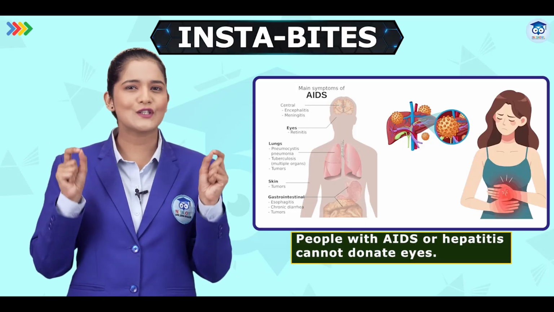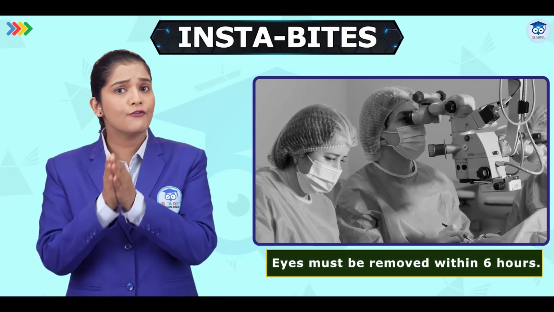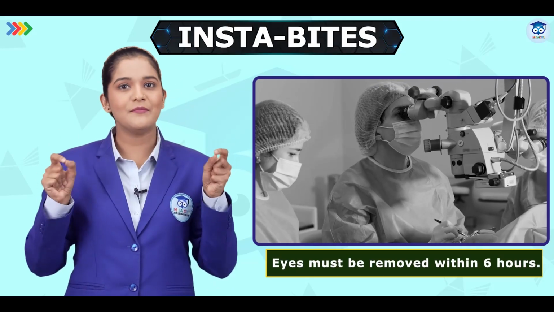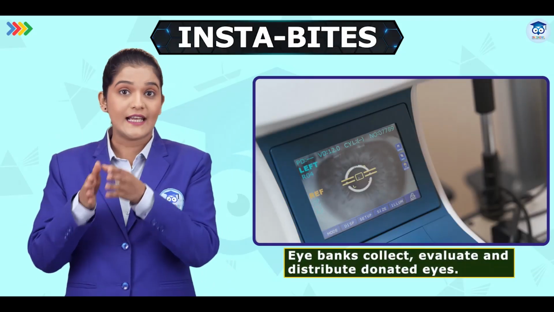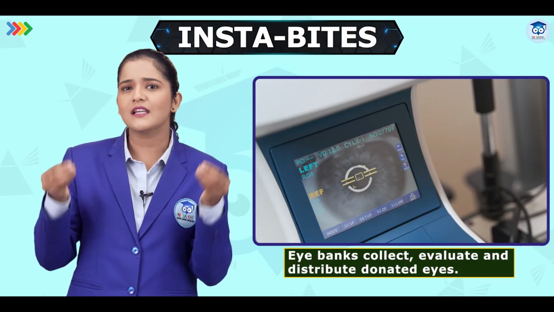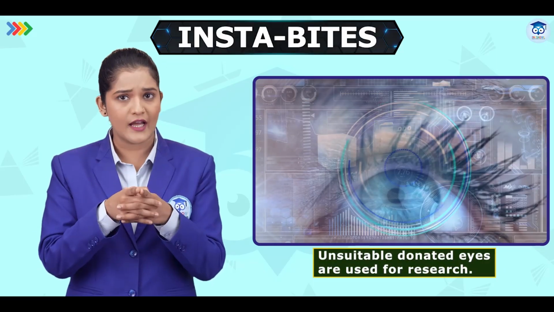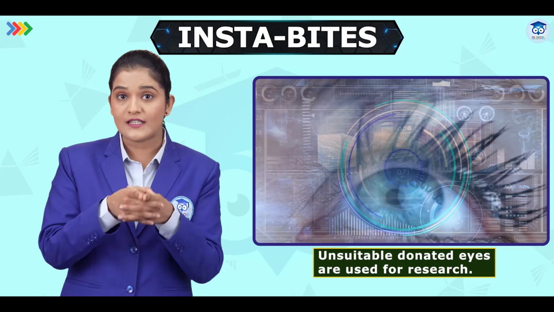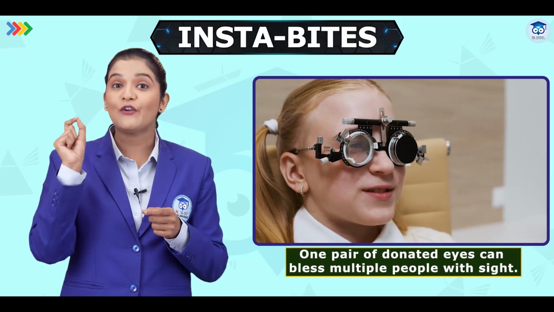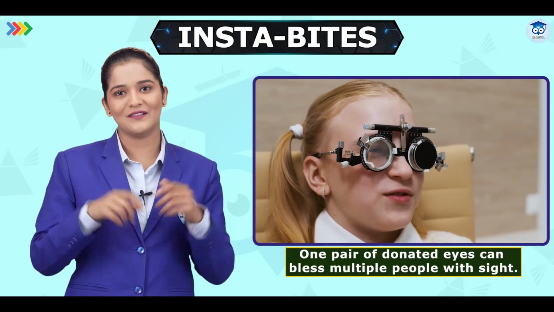The procedure is quick and straightforward. Eyes must be removed within 4 to 6 hours after death by contacting the nearest eye bank. Eye banks collect, evaluate, and distribute the donated eyes while maintaining complete confidentiality. If unsuitable for transplant, the eyes are used for research or educational purposes. Remarkably, one pair of donated eyes can restore vision for up to 4 people.